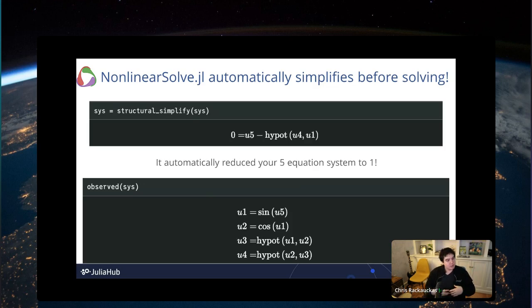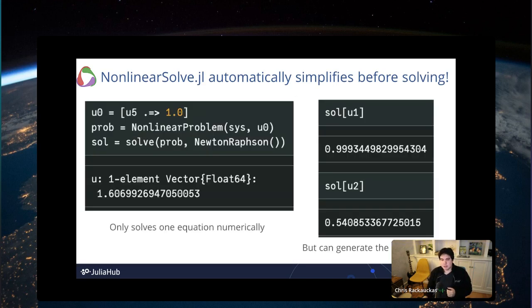Here I'm showing this through the ModelingToolkit symbolic syntax, but you can also apply this directly to code. It doesn't matter if a function is defined by code or symbolics, it can perform these same simplification passes. And from that, if you only have one equation that needs to be solved, and everything else is explicitly derivable from that one variable, then let's solve for that one variable, right? So here what it's going to do is it says, okay, I only have the equation in terms of U5 now.